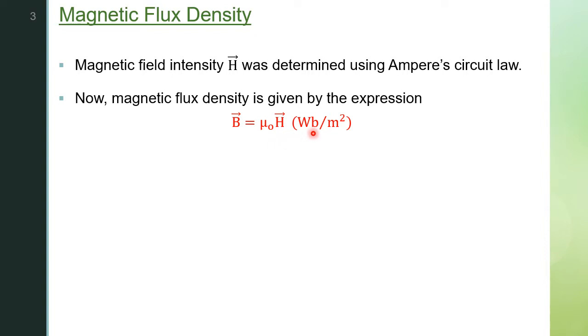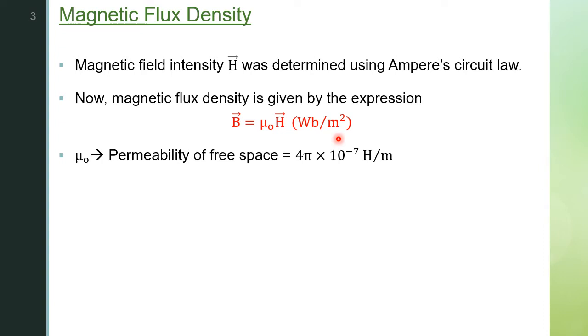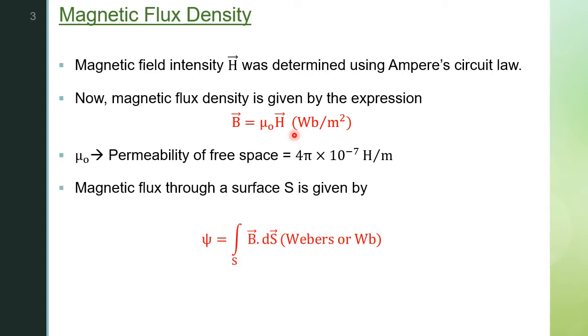B is measured in Weber per meter square, that is, it is the flux per unit area. The value of mu naught is 4 pi into 10 raised to minus 7 Henry per meter. Now, for the magnetic flux density B, if you want to find the total magnetic flux through a surface S, we integrate it over the area. So psi, the magnetic flux, is given by integral over S of B dot ds, and the unit of psi is Webers.